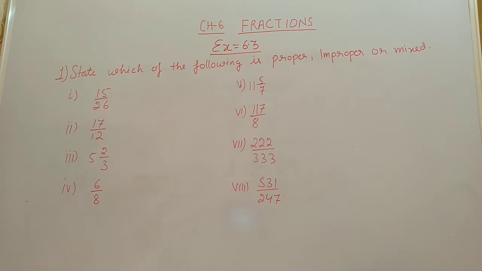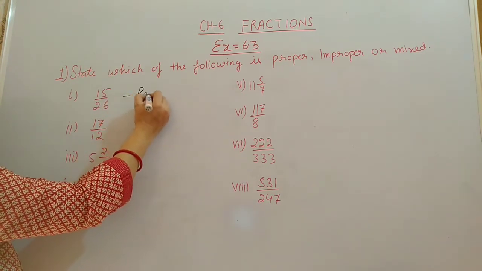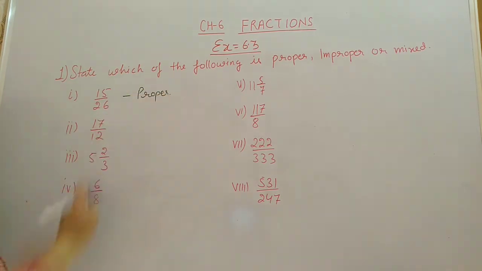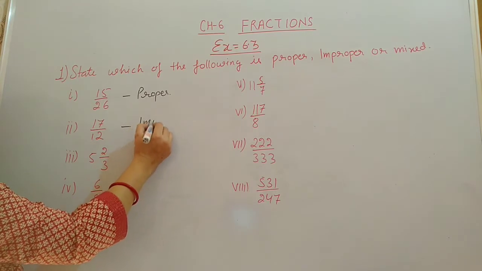Now we will start exercise 6.3. Question number 1. State which of the following fractions is proper, improper or mixed. You have to check the numerator and denominator, and after that tell which fraction is proper, which is improper and which is mixed. In the first fraction, the numerator is smaller than the denominator. It means this is a proper fraction. Second one, the numerator is greater than the denominator. This is an improper fraction.